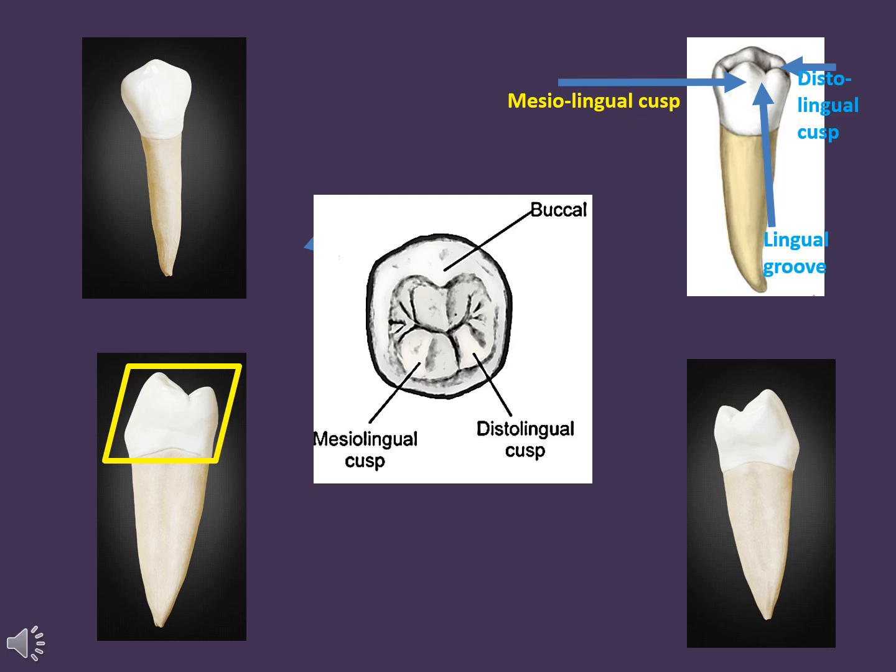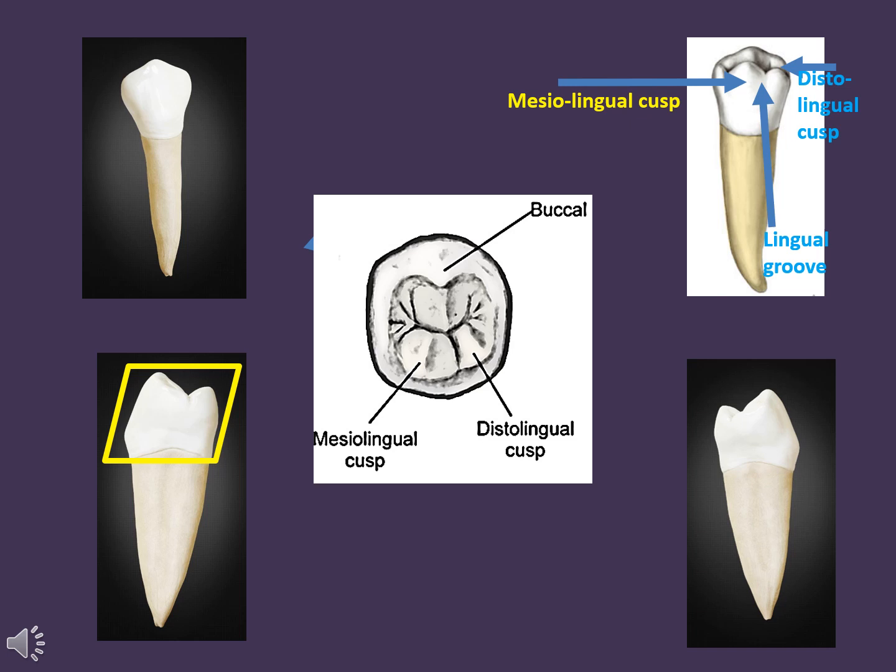Then we move on to see the occlusal surface. In the occlusal surface, we have seen how many cusps are present and what the names of the cusps are. In the 3 cusp pattern, there is 1 buccal cusp and 2 lingual cusps, that is, the buccal cusp, mesiolingual cusp and the distolingual cusp. In the 2 cusp pattern, there is a buccal and a lingual cusp. There are 3 triangular ridges in case of the 3 cusp pattern, whereas 2 triangular ridges are present in case of the 2 cusp pattern.